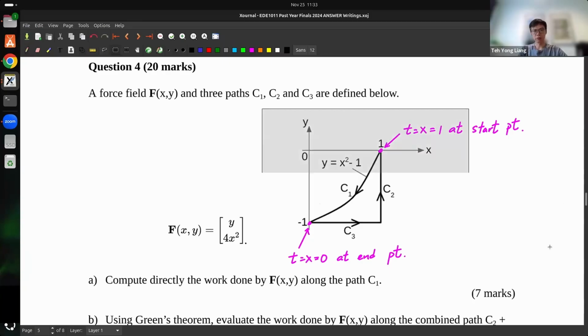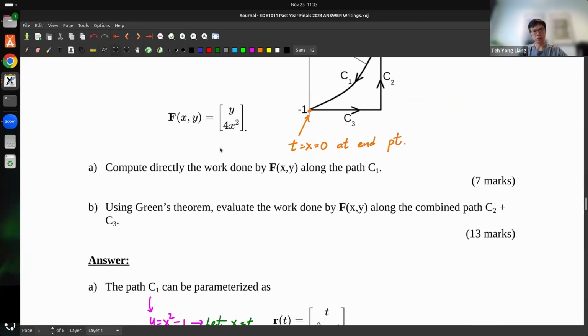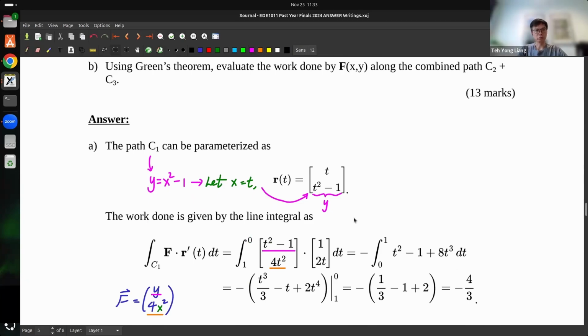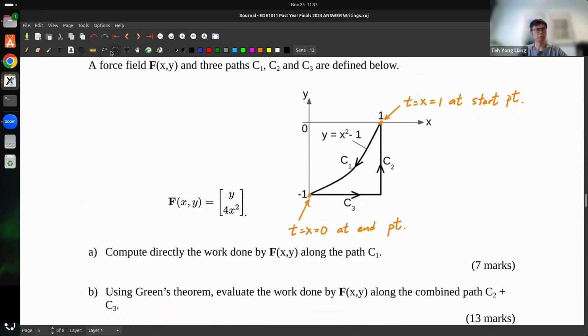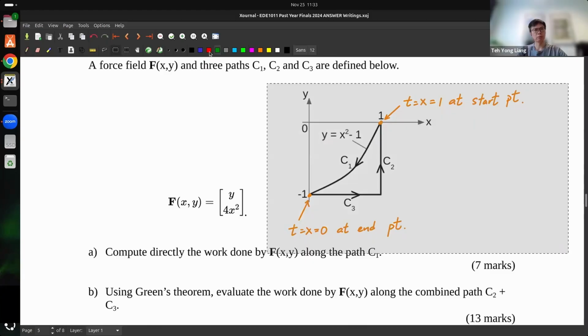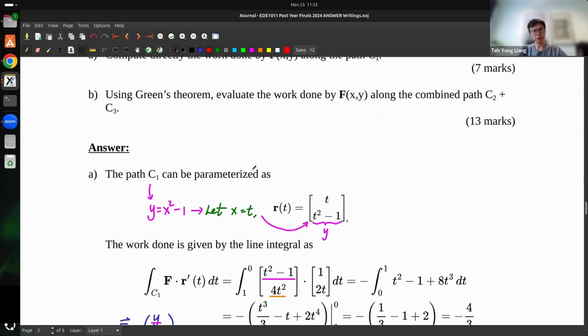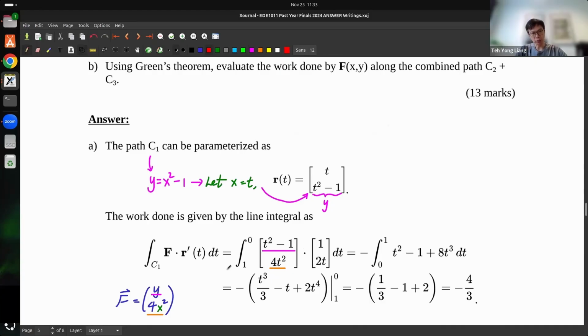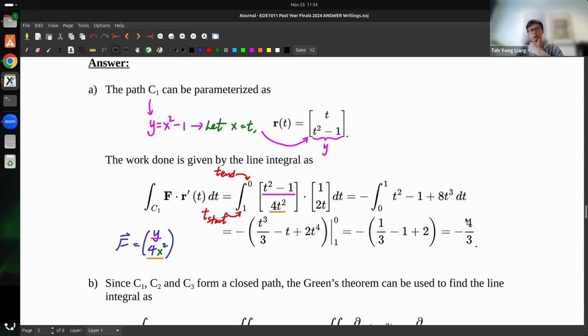Hold on, change to a different color. So therefore, your limits must be from 1 to 0, from t start to t end. Any objections? Okay. So then the rest is pretty mechanical. You sub in, perform the dot product, then integrate, sub in limits, and you get minus 4 over 3. So this one is 7 marks.